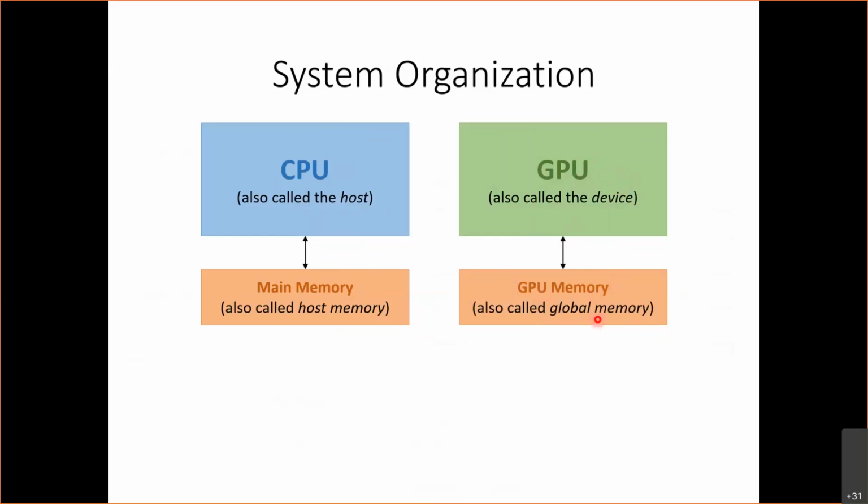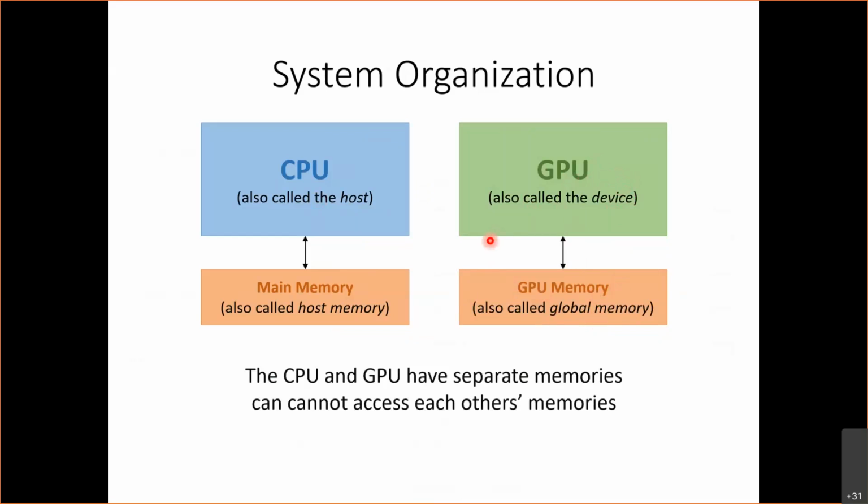The CPU and the GPU have separate memories and they cannot access each other's memories, unless you use something like unified virtual memory, which is also an advanced topic that we will talk about later in the course. For now, we can assume that the CPU cannot access the GPU's memory and the GPU cannot access the CPU's memory. If I allocated these arrays in memory and I want to add them, these arrays are going to be in the CPU's memory, not in the GPU's memory.